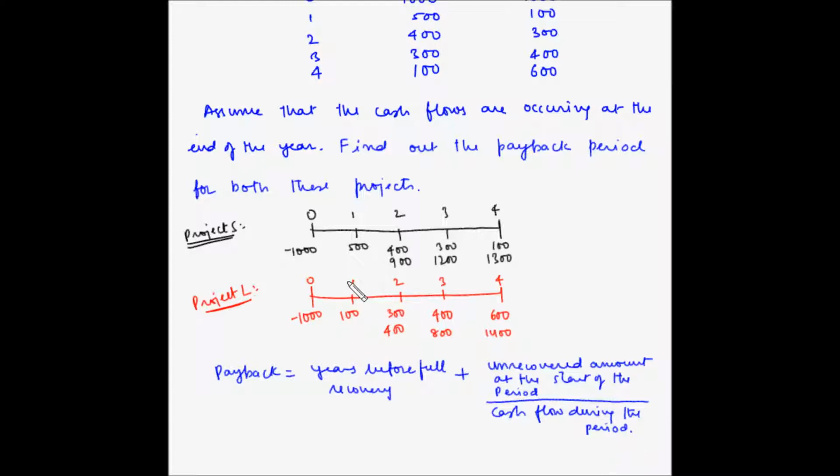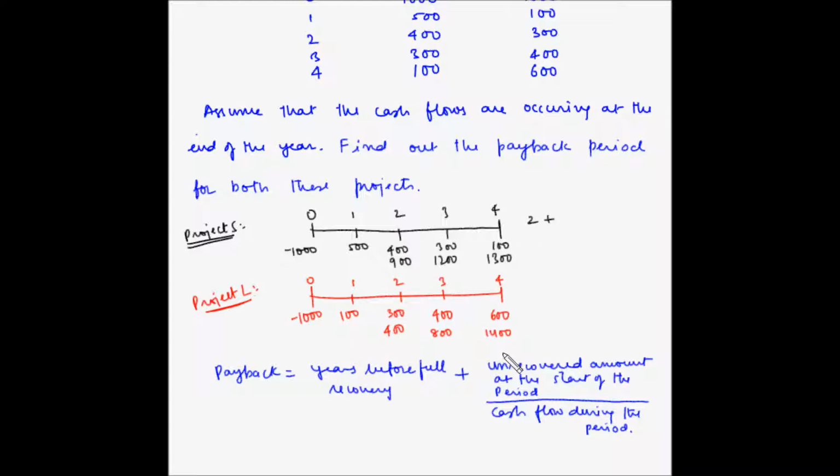So now let's take the case of project S. Here at the end of second year, we have recovered 900 rupees, but we want to recover 1000 rupees. And at the end of third year, we have recovered 1200 rupees. So basically, we will be able to recover 1000 rupees in the third year.